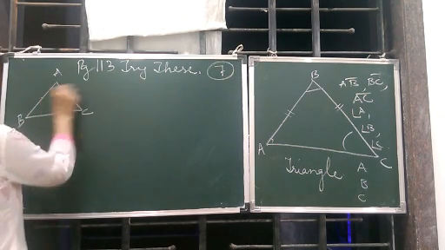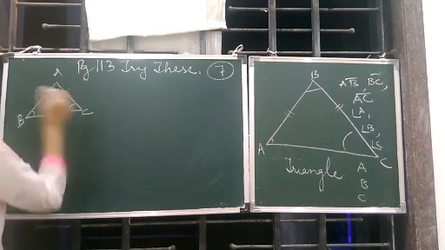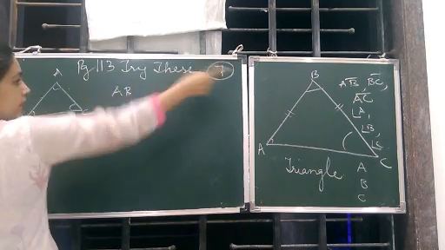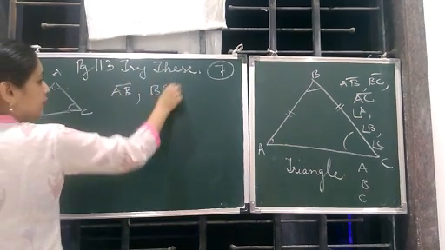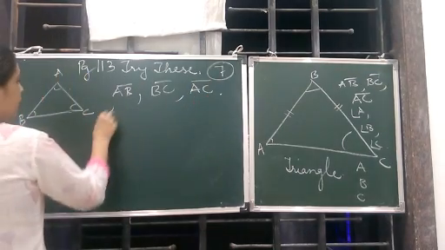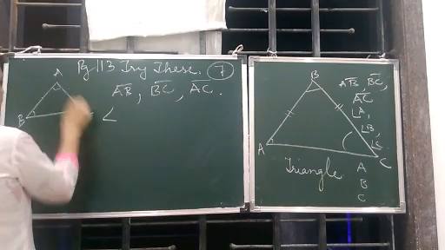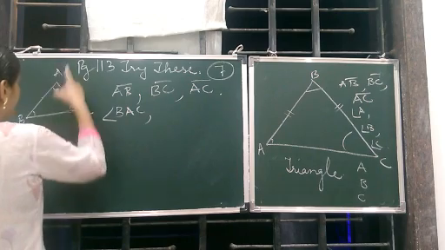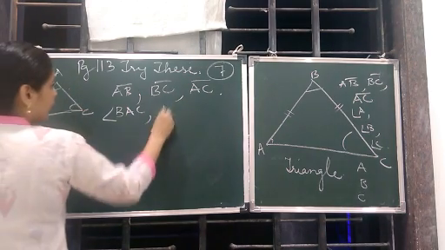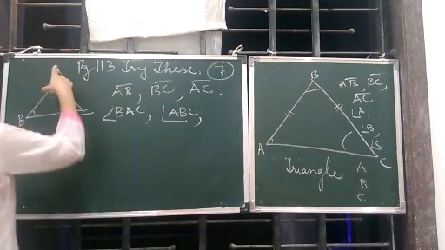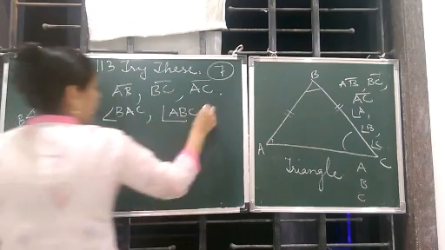So what are the 6 elements? 3 sides and 3 angles. So let's write it. 3 sides: AB, BC, AC or CA you can write. Then angle BAC for angle A. Then ABC for angle B. Then for angle C, angle ACB.